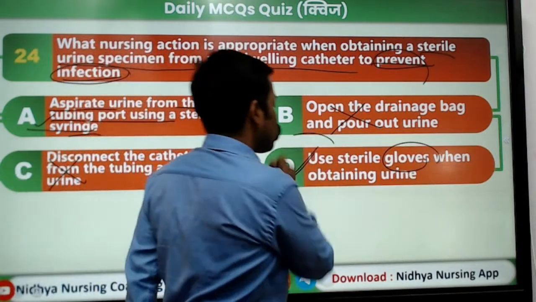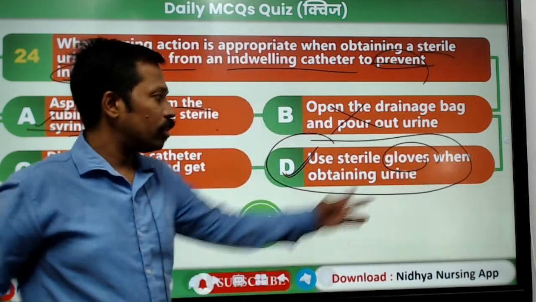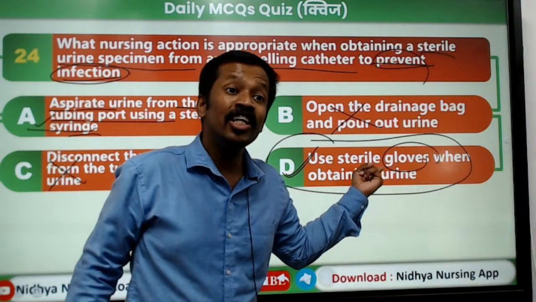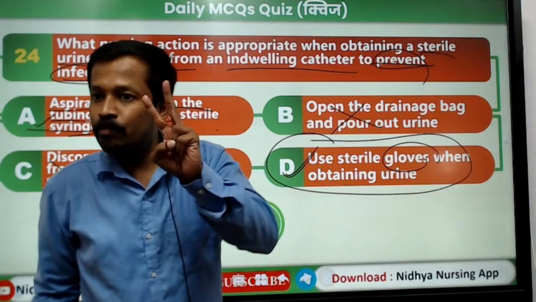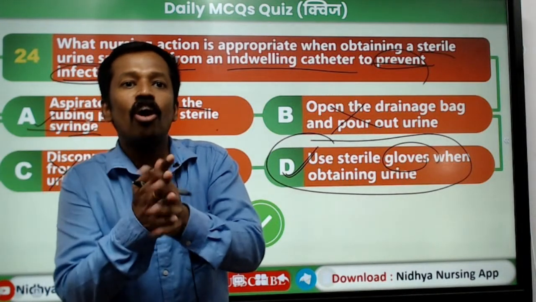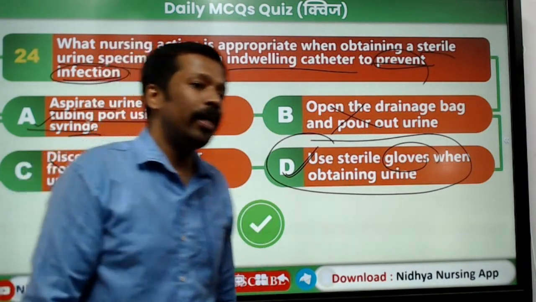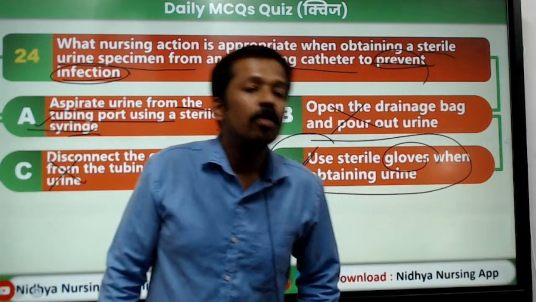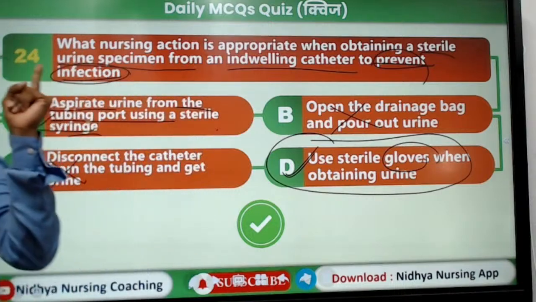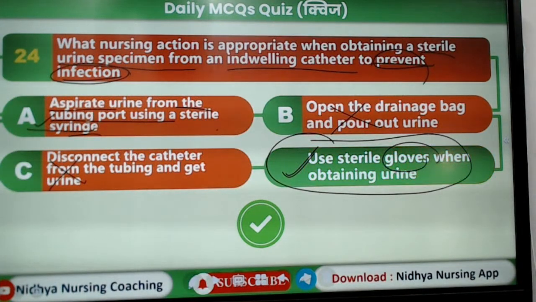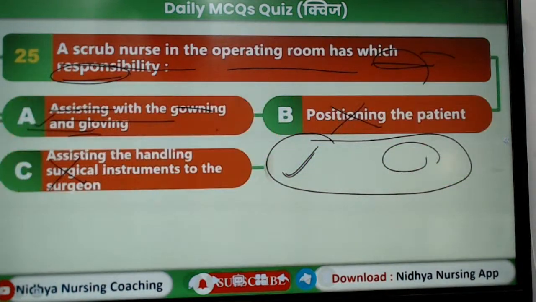So what is the most suitable answer? Yeah, using PPE. That is the main one. After hand wash, the second method of prevention is using PPE. What is PPE? Personal protective equipment. Have you got the meaning? Okay, fine. Okay, next.